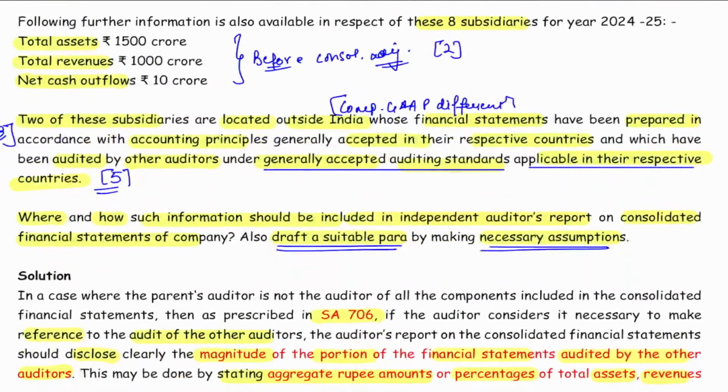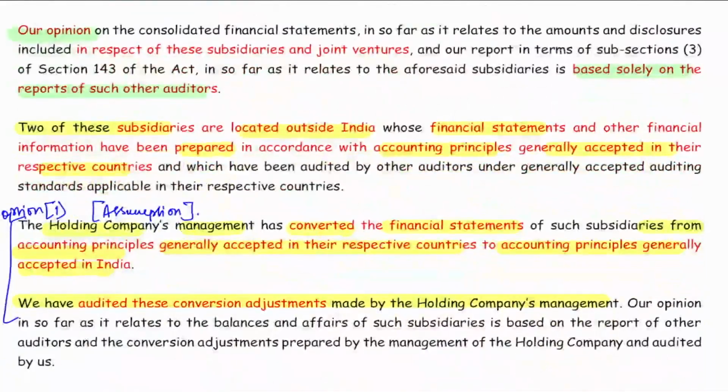Now the second part of the question was the GAAP is different. Here they have given that you can take any assumption you want. So whenever the GAAP is different, you have 2 options. Either the parent management will do the conversion or the component will prepare the financial statement as per the requirement of parent. So they have taken assumption number 1. What does assumption 1 say? Subsidiaries located outside India prepare financial statements as per the accounting principles of their countries. So the holding company management has converted the financial statements to the accounting principles accepted in India. And as the parent company auditor, we have audited the conversion adjustments. As simple as that? Yes, sir. Very, very simple.